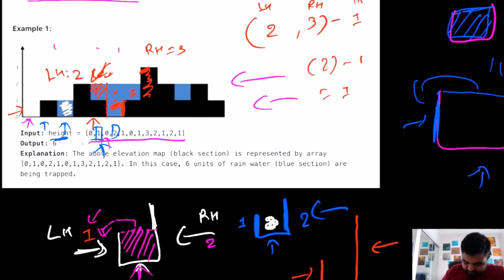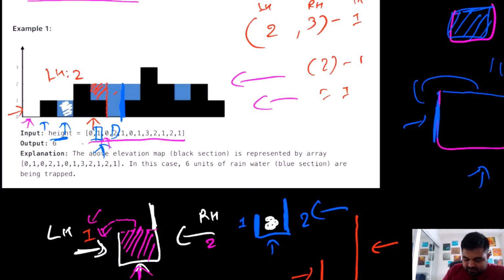Now let's try to understand this one with another example, and I'm spending a lot of time on this one because this is the actual crux of the entire example. So over here, if we want to calculate how much water we can store, we are again going to repeat the same process.